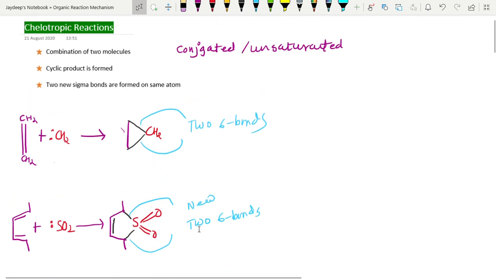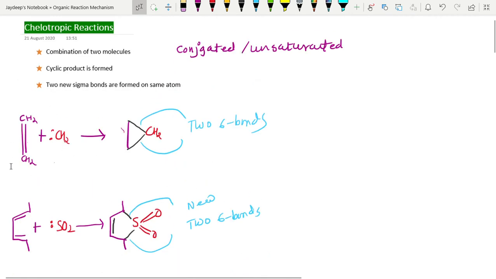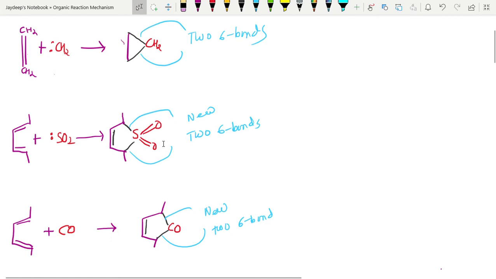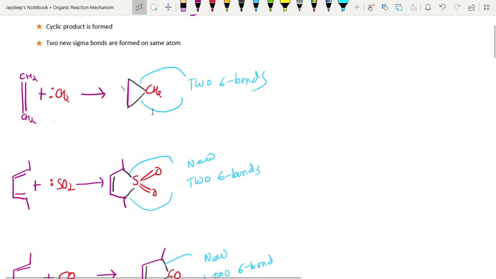Students should remember that a cheletropic reaction involves the combination of two molecules. This is the first, this is the second. That second molecule should be carbene, sulfur dioxide, or carbon monoxide, or something else. When it reacts with this conjugated or unsaturated system, it always forms a cyclic system. In these three examples, a cyclic system is formed, right? And in each product, two new sigma bonds are formed. Such types of reactions are classified as cheletropic reactions.